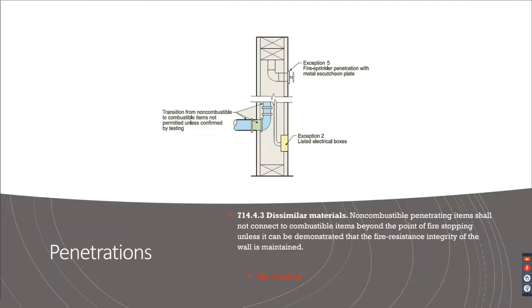Then when you have dissimilar materials, non-combustible penetrating items shall not connect to combustible items beyond the point of fire stopping unless it can be demonstrated that the fire resistance integrity of the wall is maintained. So you can see an example here on the picture above. You've got the transition from combustible to non-combustible, and that's not permitted unless it's confirmed via the testing that it can be there, like beyond that fire stopping.